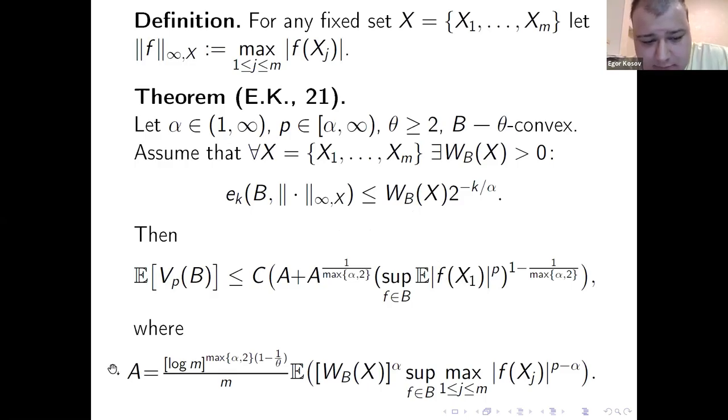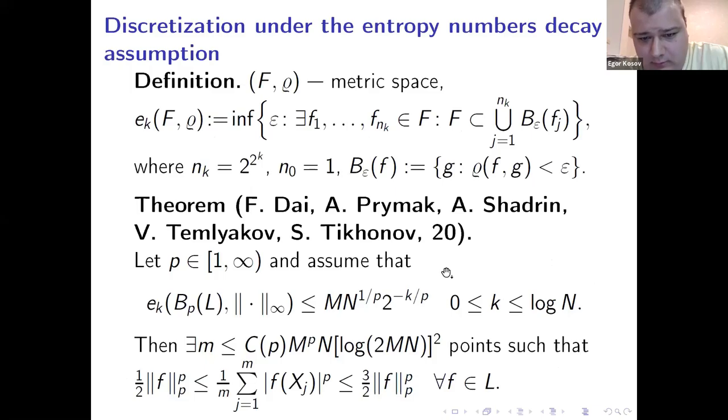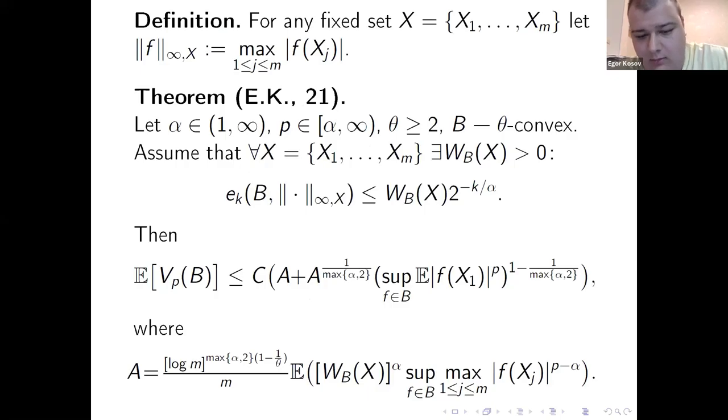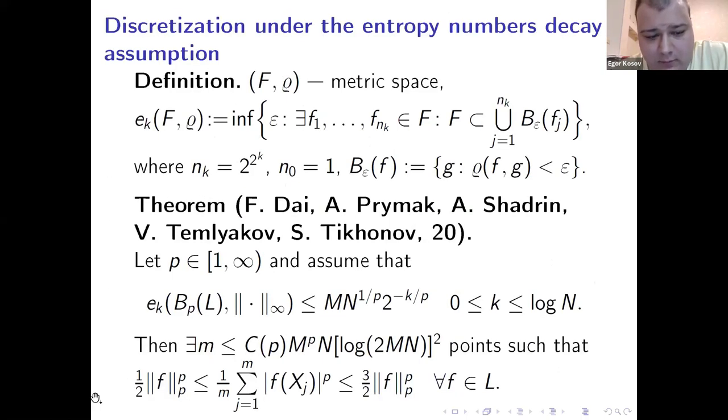So assume we have this bound, then we can estimate the expectation of the error of the discretization. This is some quantity, and again, we only need to know what A is. A is the crucial part here. So it has some dependence on M, and here is the dependence on our space. So WB is here, and this is a similar quantity to this one.